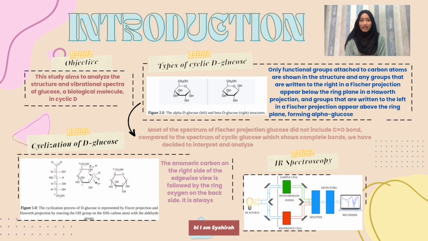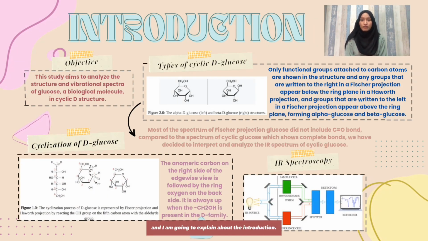Hi, I am Shahira and I am going to explain the introduction. We were given this assignment to interpret the IR spectrum of glucose compound. At first, we were going to analyze the IR spectrum of the Fischer projection of D-glucose. The Fischer projection forms two types of glucose structure, which are L and D-glucose. L and D-glucose differ in the configuration at each chiral carbon. During rotation, D-glucose rotates plane-polarized light to the right whereas L-glucose rotates it to the left.